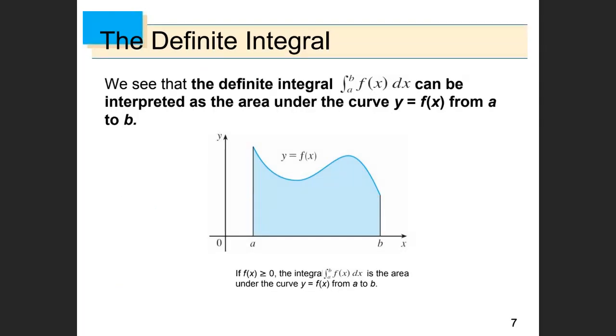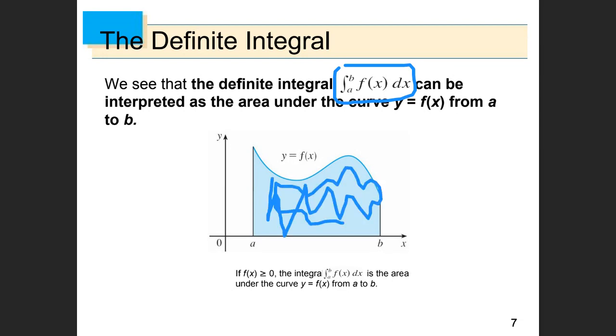So let's see. For the definite integral from a to b of f(x) dx, we said this definite integral can be interpreted as the area. So always think of the integral as the area under the curve y equals f(x) from a to b. We're looking at the area of this region here.